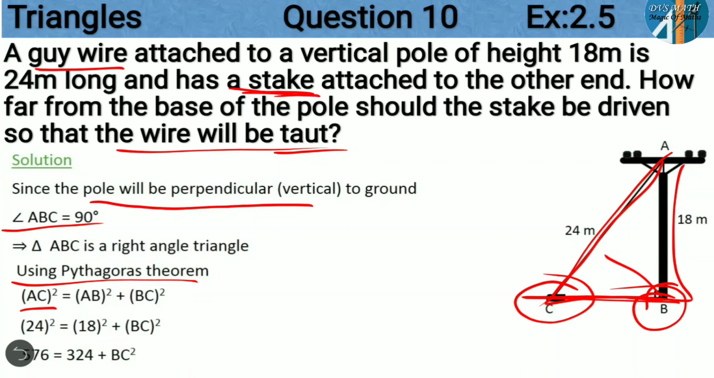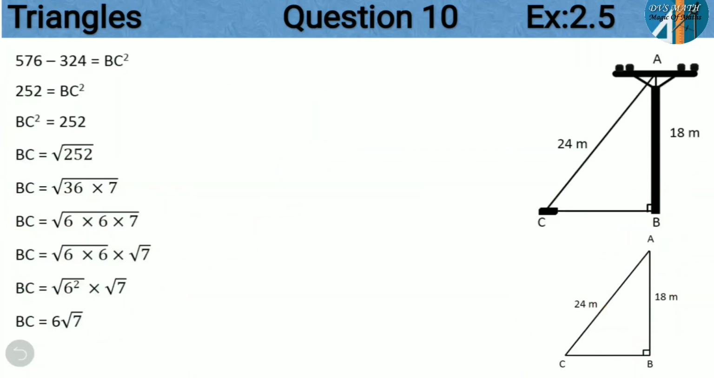24 square means 576. 18 square is 324, plus BC square. If we shift 324 to the LHS, it becomes minus 324. So 576 minus 324, you will get 252. 252 is not a perfect square. Observe here, 252 is not a perfect square. So what do you have to do? If you take the square to the RHS, it becomes square root. Here we have to find the nearest perfect square which is multiplied with another number. Here if we take 36 into 7, 36 into 7.